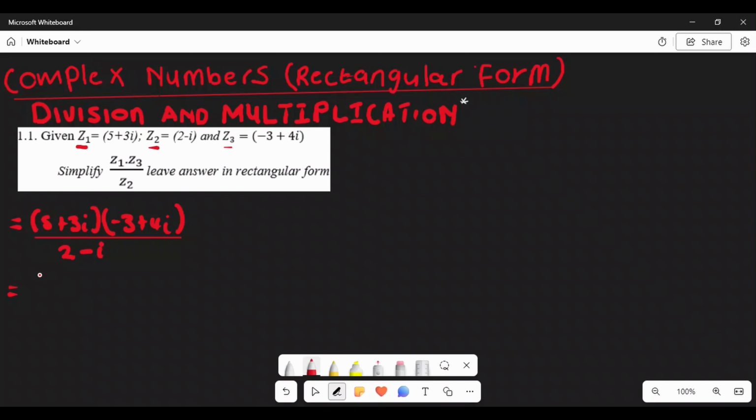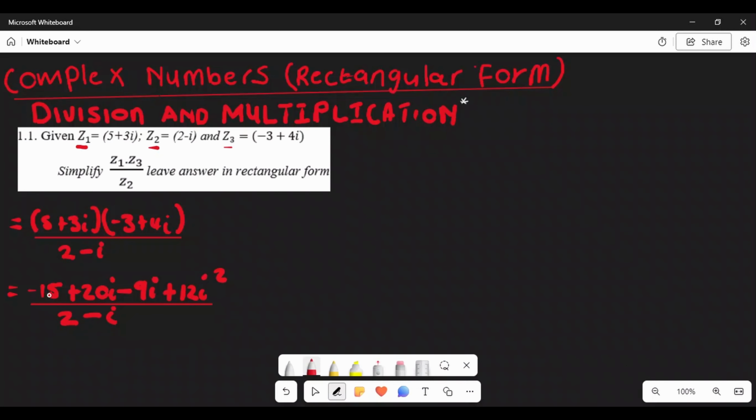apply FOIL here. So we're going to say 5 multiplied by negative 3. This is going to give us negative 15. And then we say 5 multiplied by 4i, that is going to give us 20i. And then we say 3i multiplied by negative 3, that is going to give us negative 9i. And then we say 3i multiplied by 4i, that is going to give us positive 12i squared. All this again is divided by 2 minus i.